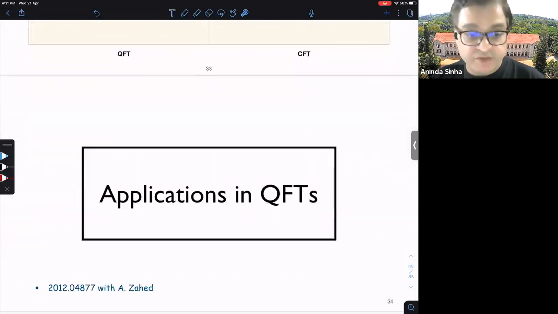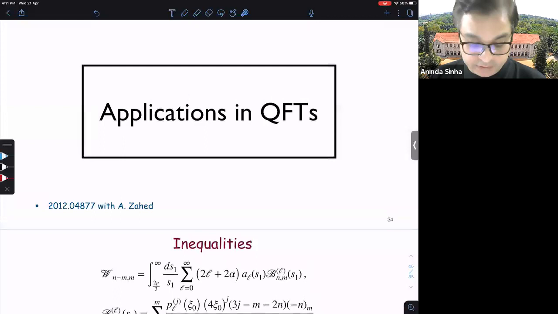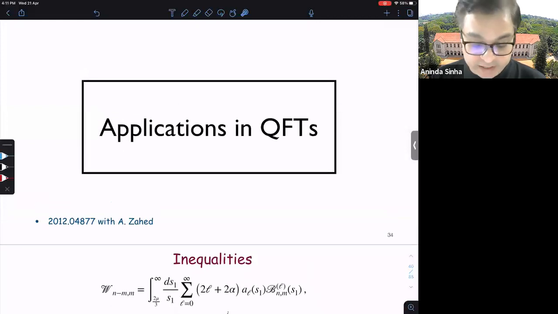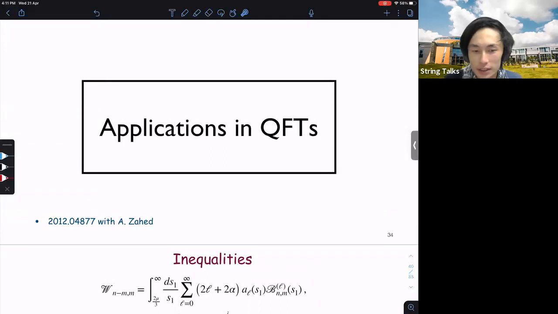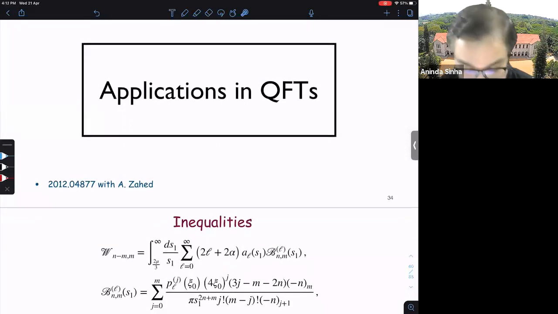Now I have to pace myself depending on how much time I have left. So if you can tell me how much time I have, I will go fast or slow. You're 10 minutes past the time, but I guess you can take maybe 10, 15 minutes more. I don't know. Okay, so then I will pace it accordingly.